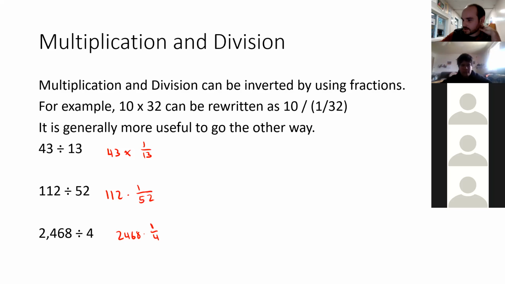Why did I mark Kate as not here? I don't know, because Kate is definitely here. I got it fixed. Wait, whoa, where'd the other slide go? You told me to move back. No, I didn't. I'm still on the multiplication and division one. Thank you.